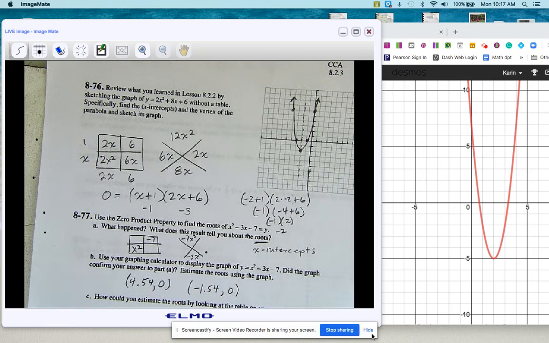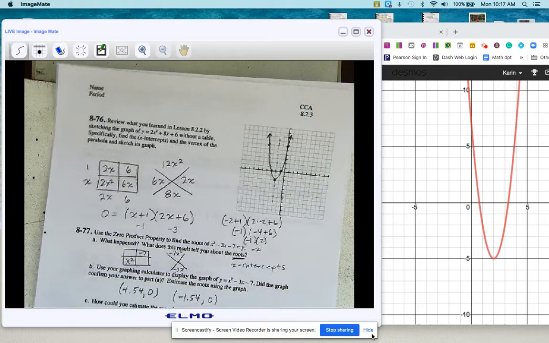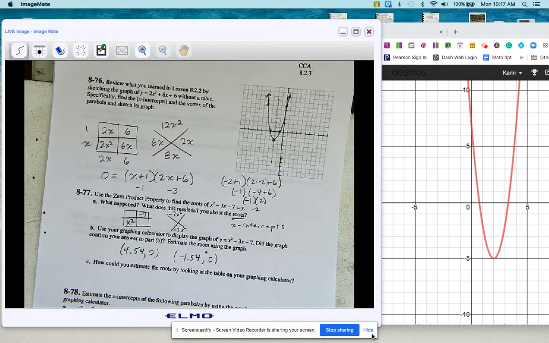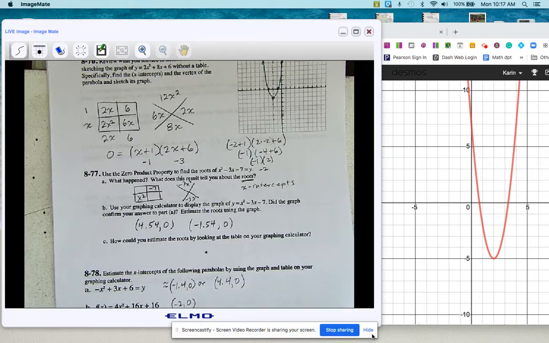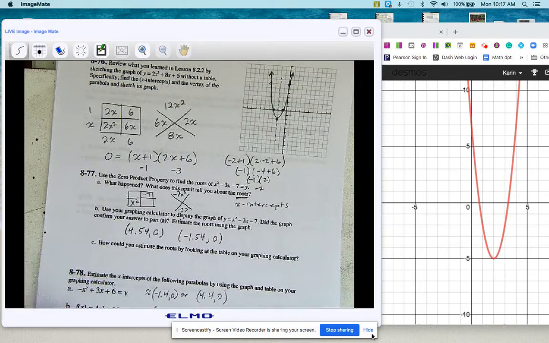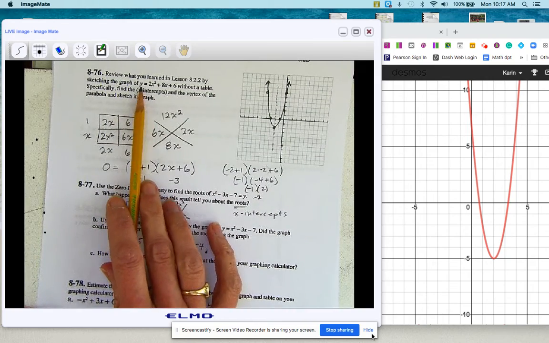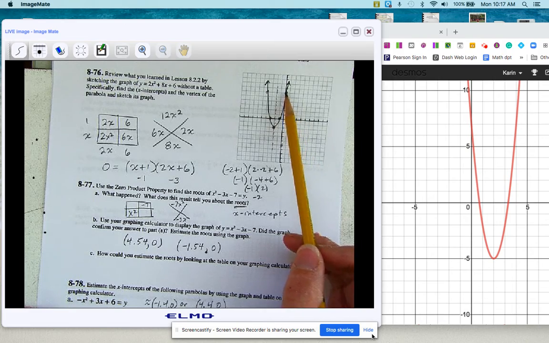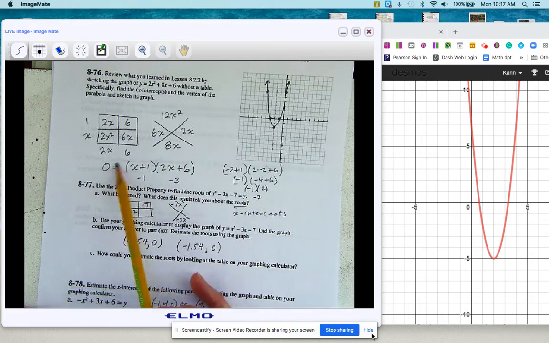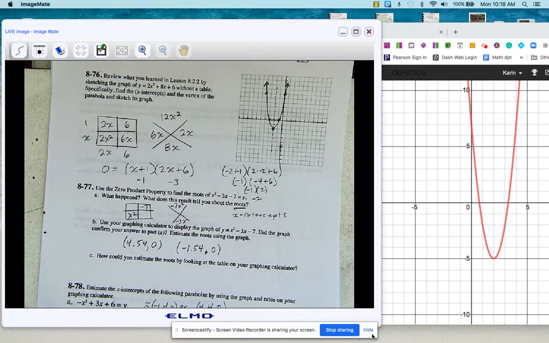Okay, so what we're going to do today is wrap up 8.2.3. Before break, we did this front side, where we found out that if we're going to graph a quadratic in standard form, we can do that by first plotting the y-intercept and then factoring to help us find the two x-intercepts. And then we've got enough information to make our graph.